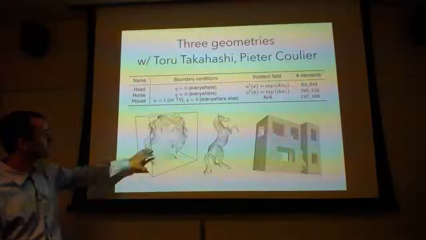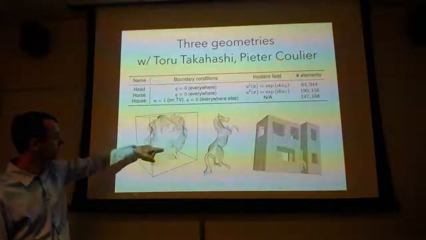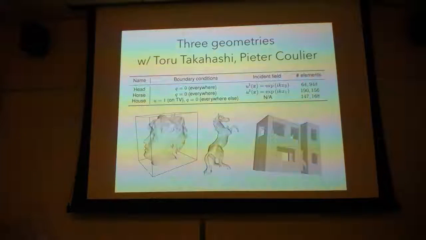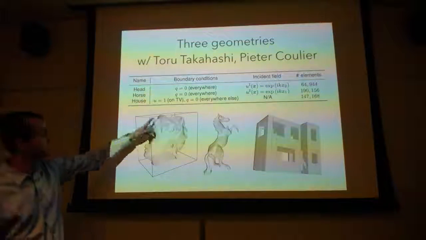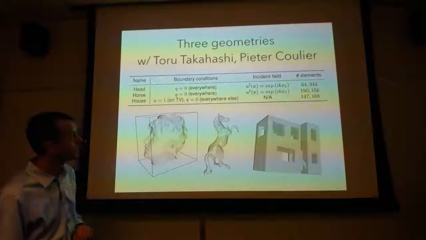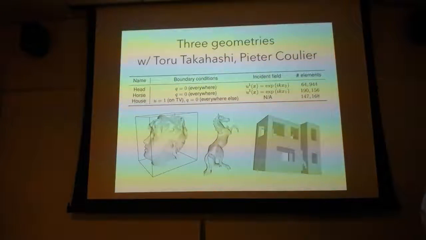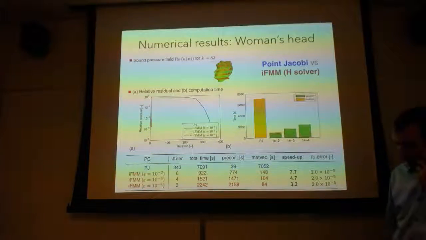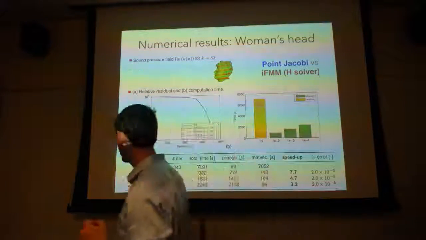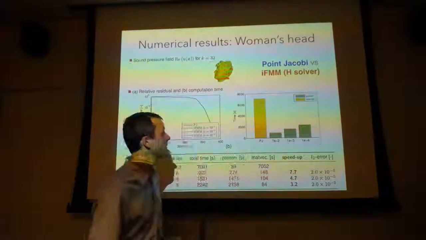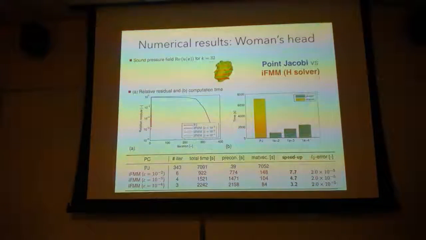And actually, the story about this problem here is quite difficult. The geometry is non-trivial. There are lots of holes because of the hair. There's some holes in the geometry. And we solve for different incident fields and so on. And for these problems, there are relatively few preconditioners that work well. For example, point Jacobi is a very popular preconditioner for these problems.